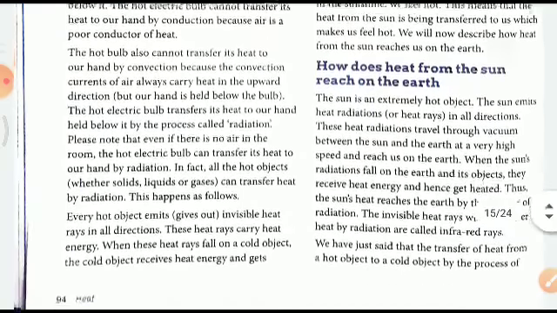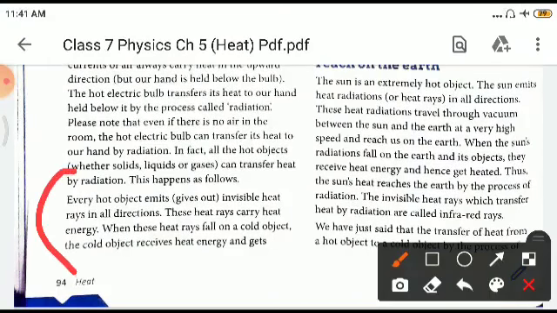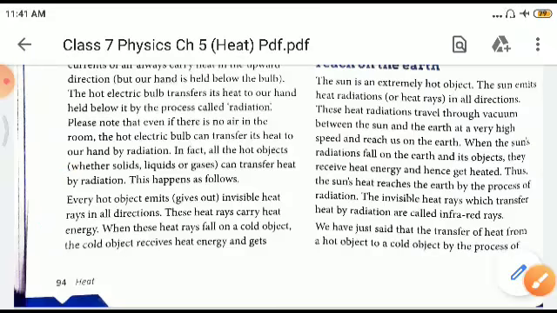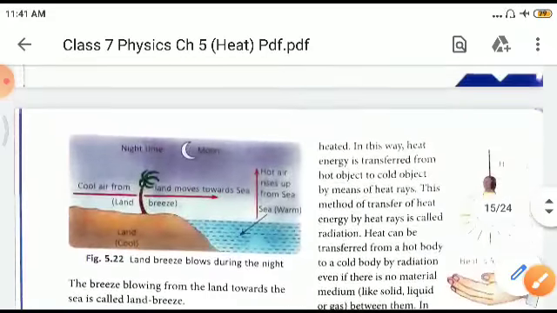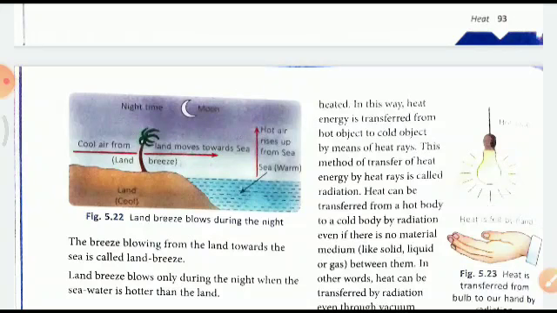Now what happens is every hot object emits, see children, we are here. Every hot object emits, gives out invisible heat rays in all directions. These heat rays carry heat energy. When these heat rays fall on a cold object, the cold object receives heat energy and gets heated by this. Heat energy is transferred from hot object to cold object by means of heat rays. This method of transfer of heat energy by heat rays is called radiation.